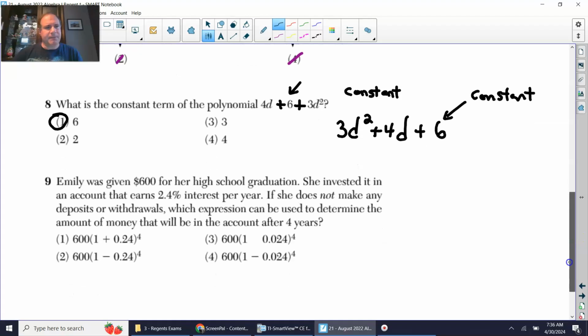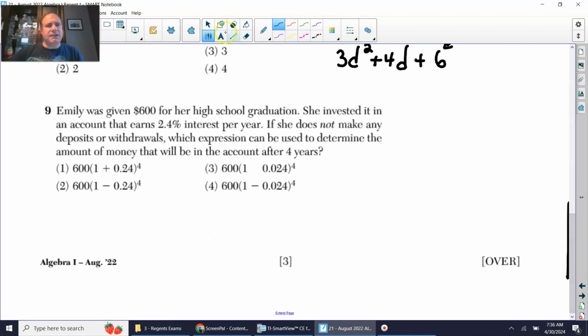All right. Emily was given $600 for her high school graduation. It's pretty good, Emily. So I'm going to highlight that. She invested in the account that earns 2.4% interest per year. She does not make any deposit withdrawals. What is going to be in the account after 4 years?